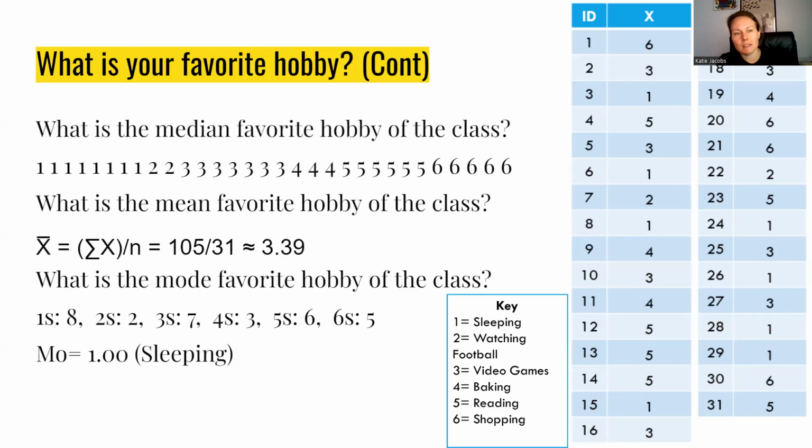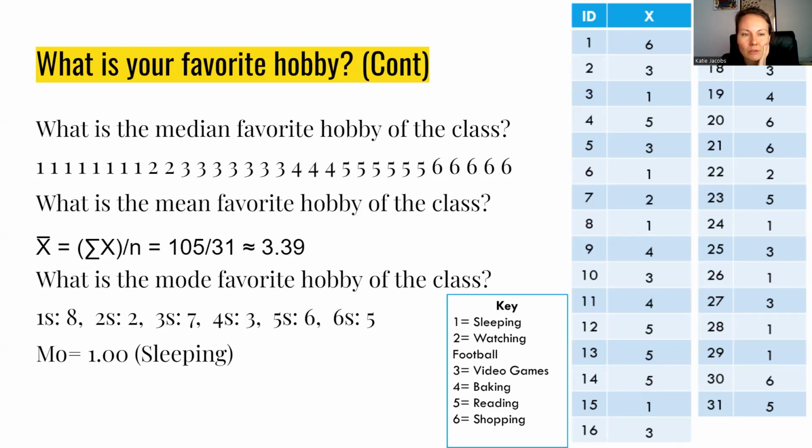All right, so when we see this, what is the median favorite hobby of the class? We put the numbers from the smallest to the largest, and then we literally just have to go in and look. So we go 1, 2, 3, 4. Since we find the 16th number, 1, 2, 3, 4, 5, 6, 7, 8, 9, 10, 11, 12, 13, 14, 15, 16, 3. So the median favorite hobby of the class is 3, video games.